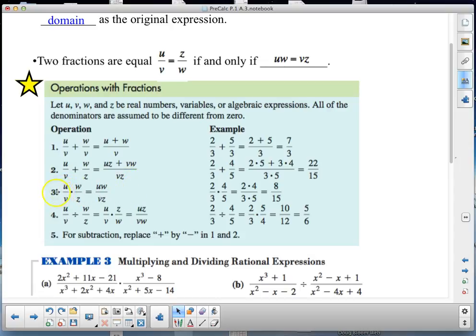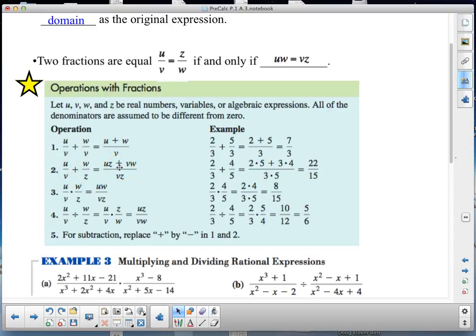If I'm multiplying, I don't have to have like denominators. So I just multiply straight across, numerator times numerator, denominator times denominator. And division by a fraction is the same as multiplying by that fraction's reciprocal. So that's why I can get away with uz times vw over here. For subtraction, replace the plus by a minus in 1 and 2, and you're golden because it's the same deal. So exchange these pluses with a minus here and a minus there, and we've got subtraction covered.